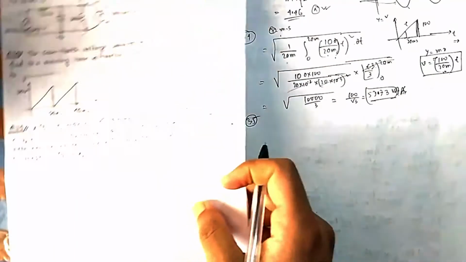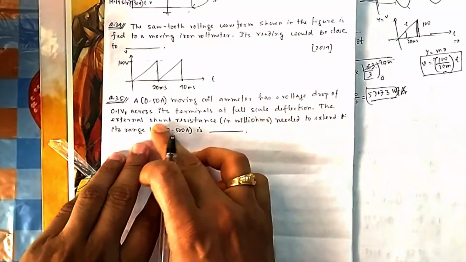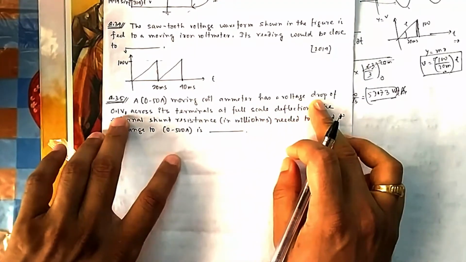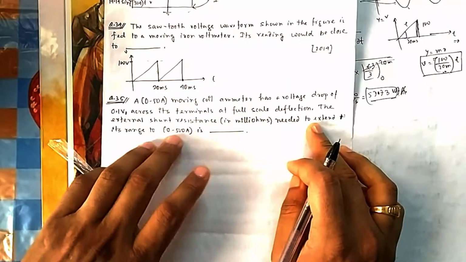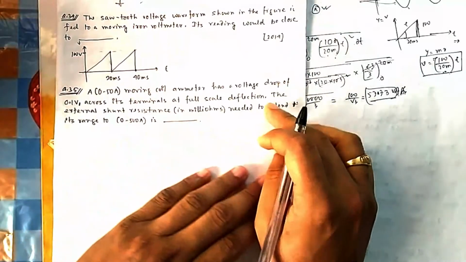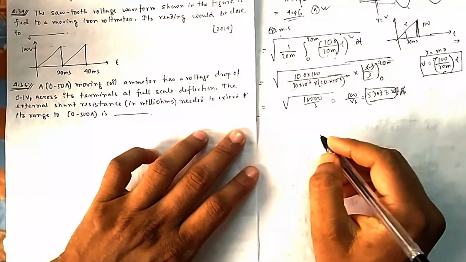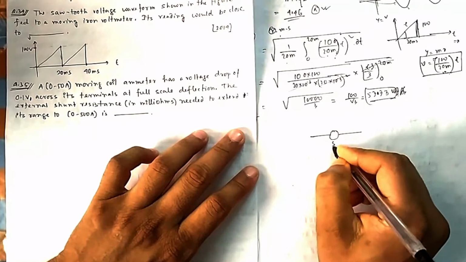Next, 35. A 0 to 50 ampere meter has a voltage drop of this much across its terminals at full scale deflection. The external shunt resistance is needed to extend the range. This type of question is repeating every time. It is very important to know how to increase the range. You can see so many questions are there.